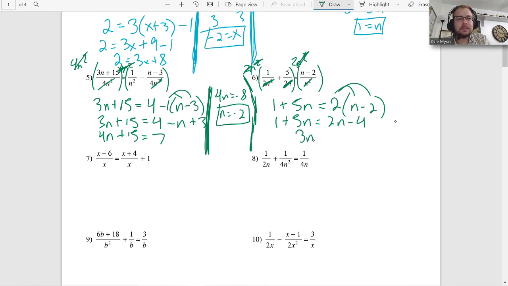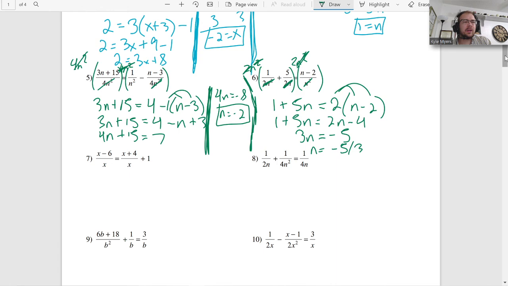Subtract 2n on both sides. Subtract 1 on both sides. Ooh, this is not working out well. Let's see if maybe I missed something, because every other answer has been nice so far. 1, 2n, 2n squared, so n, 5n. 2n squared, n squared, 2, 2n minus 4. 3n, we're subtracting 1. Yeah. Okay, that's kind of weird. I'm getting negative 5/3, so I don't know.